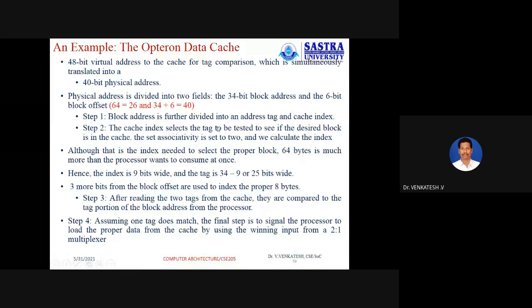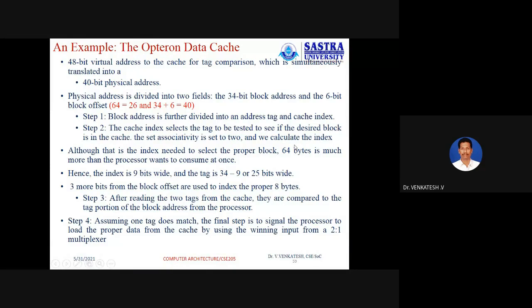So what will be step one? The block address is divided into tag as well as cache index. What is the use of the cache index? That will select the tag to be tested to see if the desired block is available. Already you all know that the tag gets the address, and with the help of the address, we check whether this particular address is available in the cache or not. With the help of the cache tag only, we can check whether this particular memory is available within this cache or not. In that case, this set associative is set to 2, and we calculate the index.